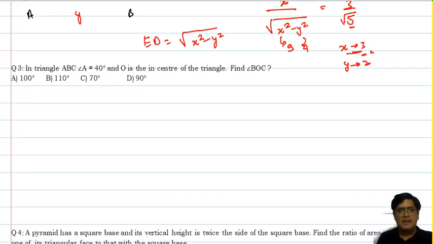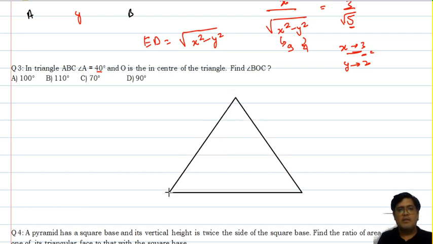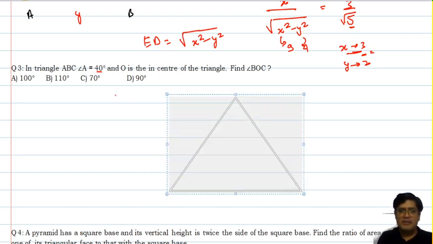In the triangle ABC, angle A is 40 degrees. Angle O is the incenter of the triangle. Find angle BOC. So here I need to know the property of the incenter and how we find the incenter. I'll give you the formula for this.